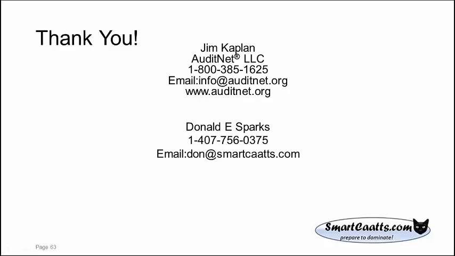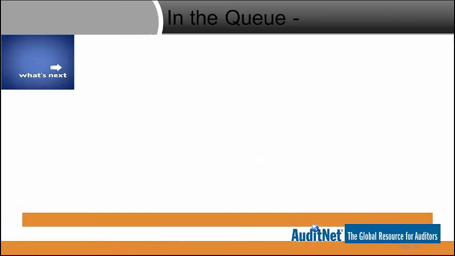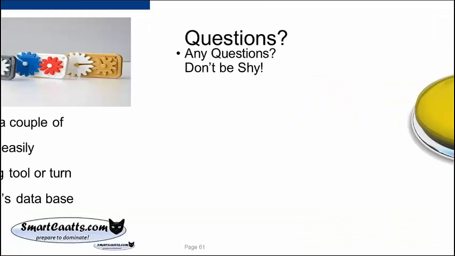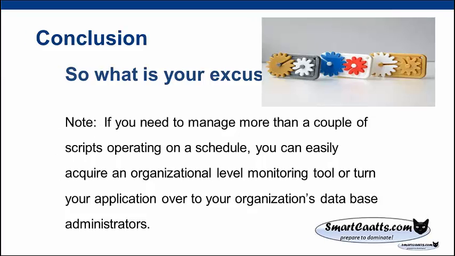So there we are. Okay, and the previous slide, I think, has the information about the one before this. There should be one there on smart cats. Okay, well, conclusion. So what is your excuse? Any additional questions that anybody might have?